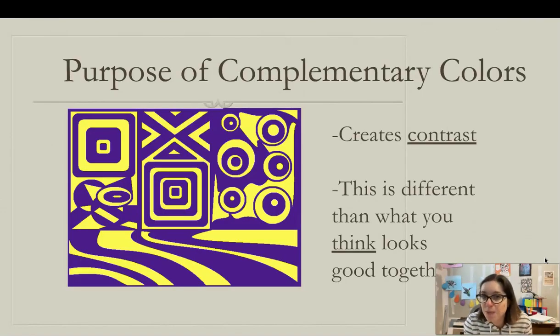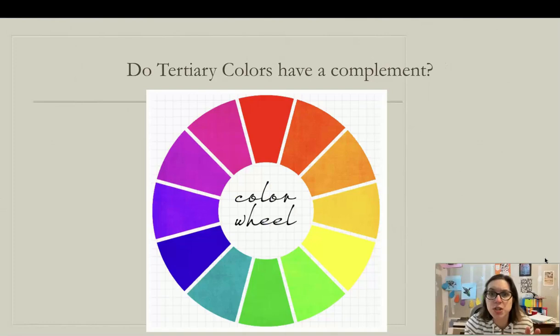Now, the purpose of complementary colors is to create contrast. This is different than what you think looks good together. For example, I think yellow and violet don't look good together, but according to the color schemes and color wheel, they are complementary colors. When you put them next to each other, they seem to almost vibrate because they appear very bright next to each other.